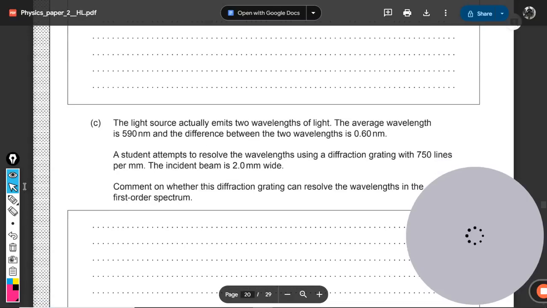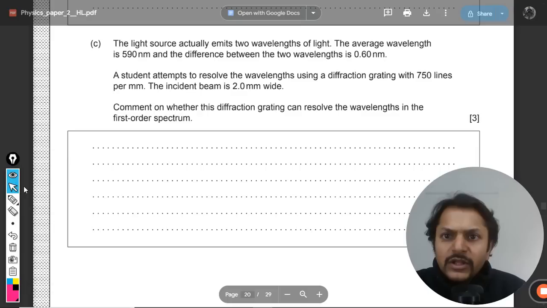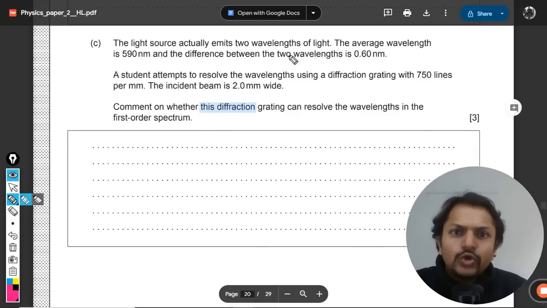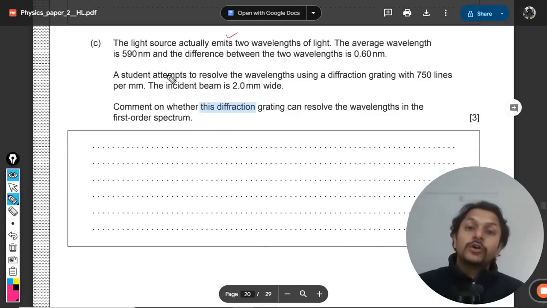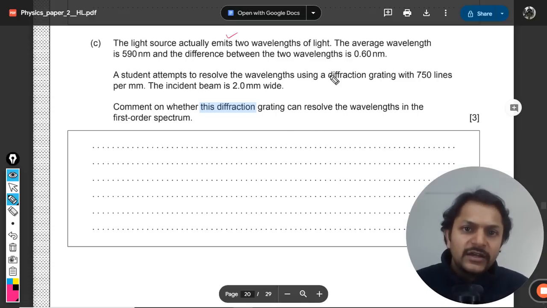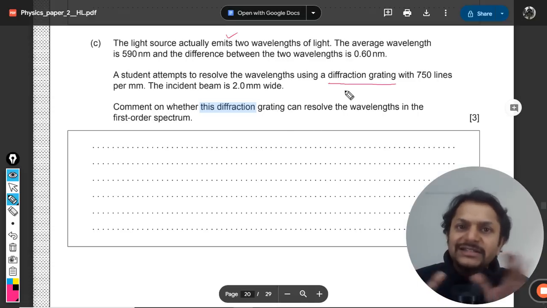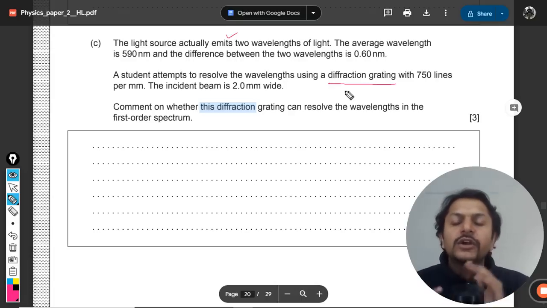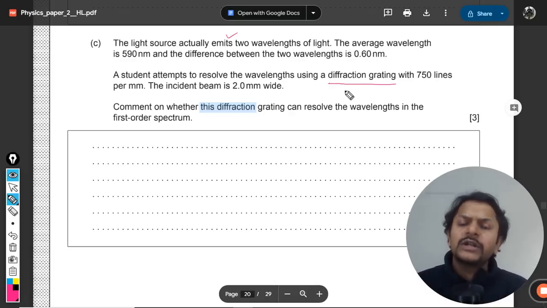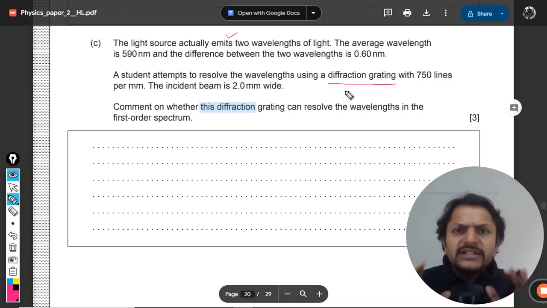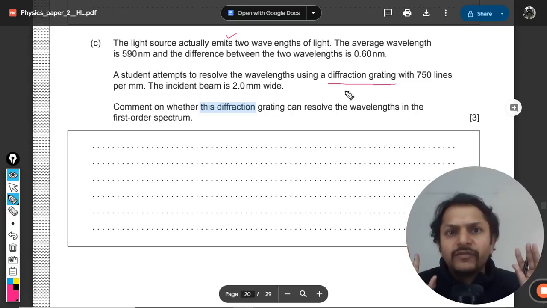Let us now move to another question. The light source actually emits two wavelengths. Okay, so now it would be talking about the diffraction grating, I think. Yeah, diffraction grating is there because this is the only case in which we mix the wavelengths. Otherwise, whenever you are talking about interference or considering diffraction, we always consider monochromatic light. Monochromatic light means that there is only one particular wavelength.